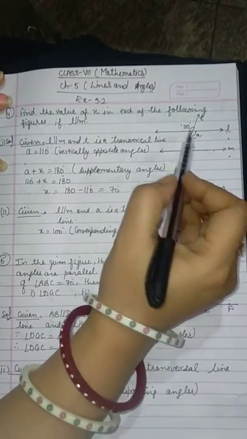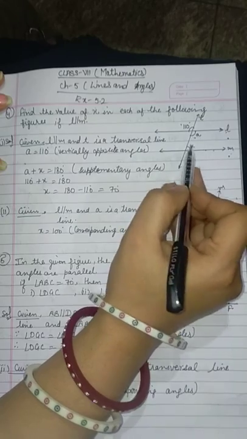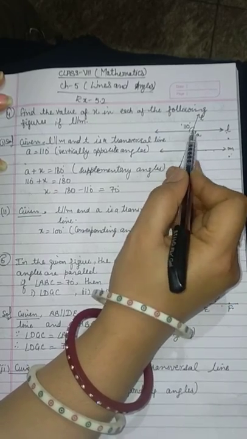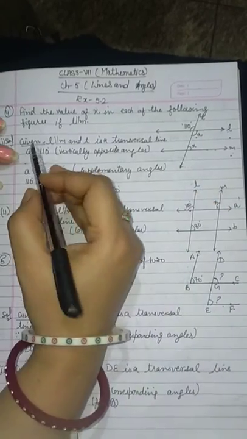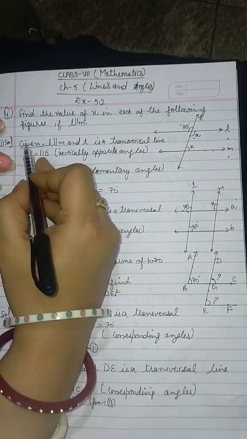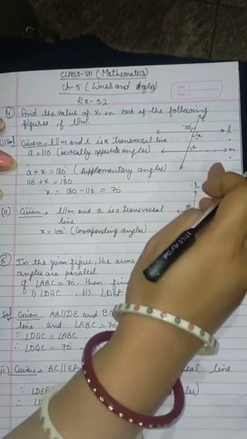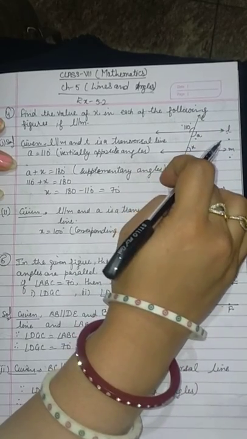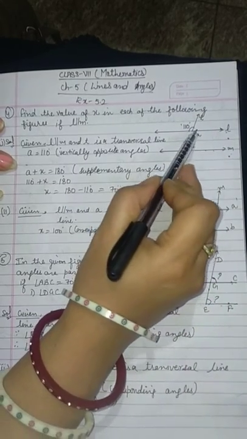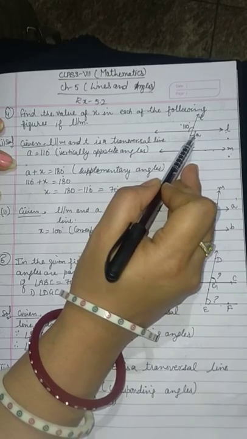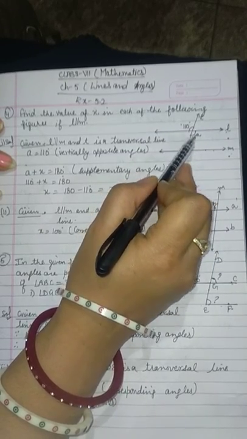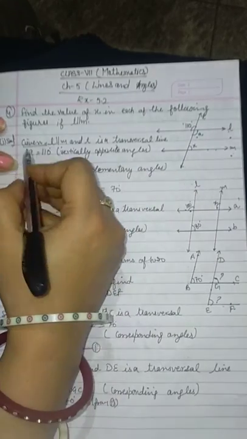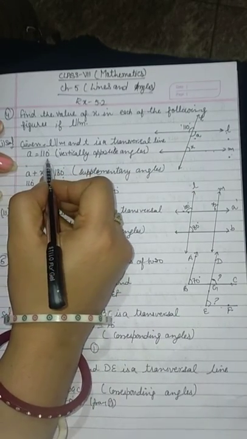In this sum you can see 110 and x are both given, but I have taken a from my side to explain this sum more easily to you. So let's start it now. Given L is parallel to M, and T is a transversal line. As we have assumed A here, we can see easily that A equals 110 because they are vertically opposite angles. So the value of A is 110.